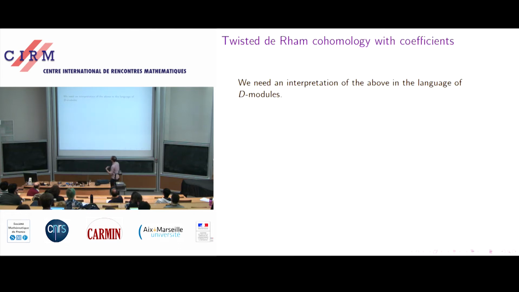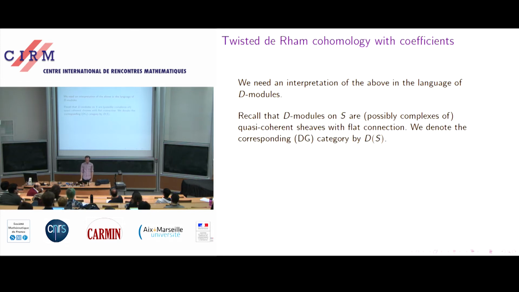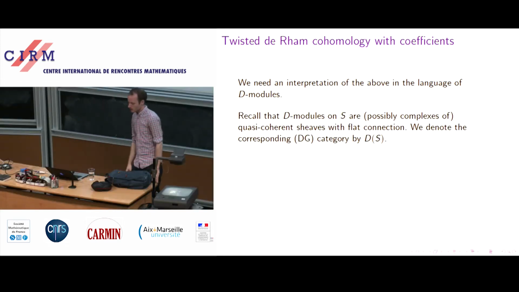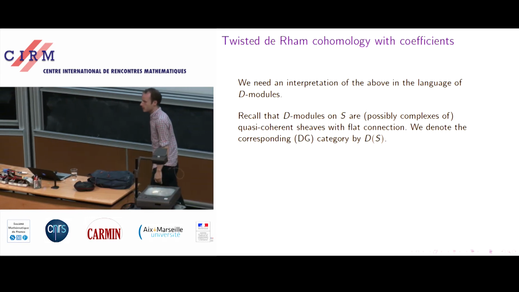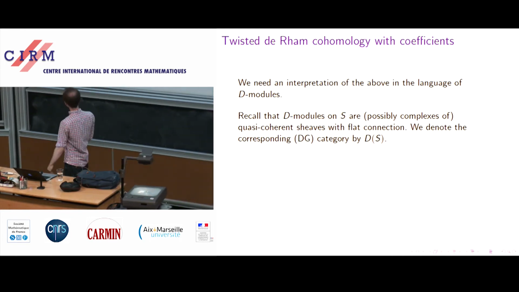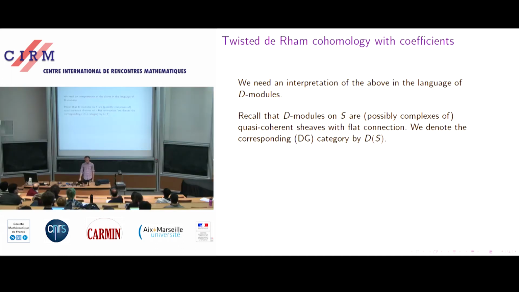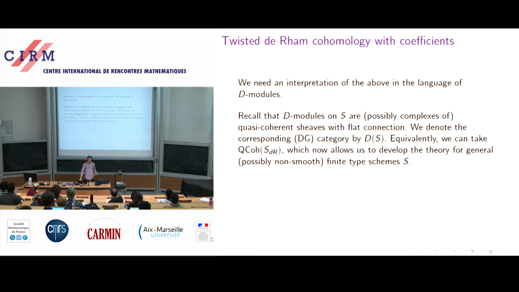So now I want to give a version of this twisted de Rham cohomology with coefficients. And in order to do that, I want to rewrite the definition in terms of D-modules. Remember from my talk on Monday that D-modules are complexes of quasi-coherent sheaves with a flat connection. I'm going to denote the corresponding DG category by D of S throughout. Also remember that this category D of S is defined for singular schemes also. So you can't use quasi-coherent sheaves with flat connection, but you can take quasi-coherent sheaves on the de Rham pre-stack associated to your finite type scheme S, and you get a very nicely behaved theory, as was explained on Monday.